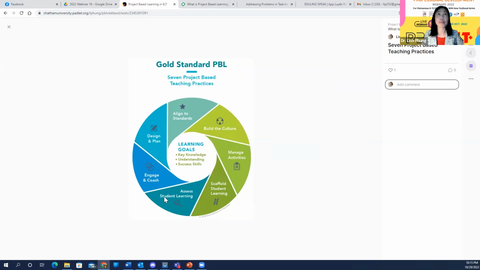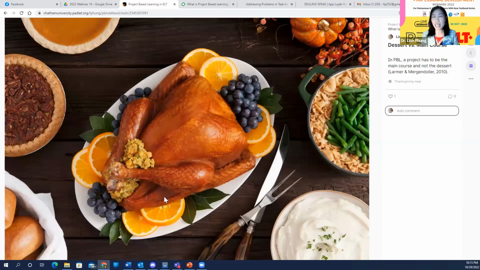Moving on, there is this idea of projects as a dessert course or a main course. In project-based learning, the project has to be the main course, not the dessert. What does this mean? I'm just showing this picture here because we are very close to Thanksgiving here in the US. And with the idea of project-based learning, the project has to be the unit of instruction. It cannot just be something that you do at the end of a unit. That is not project-based learning.